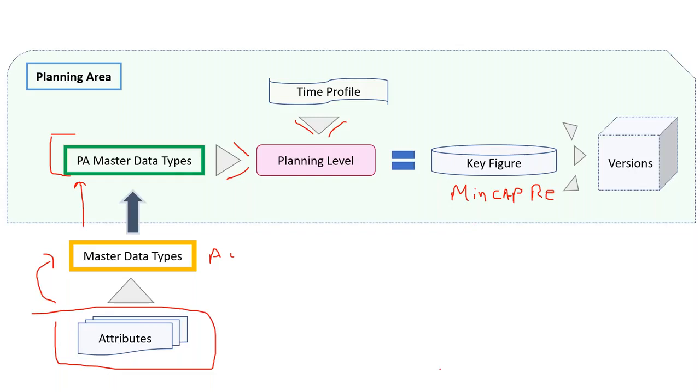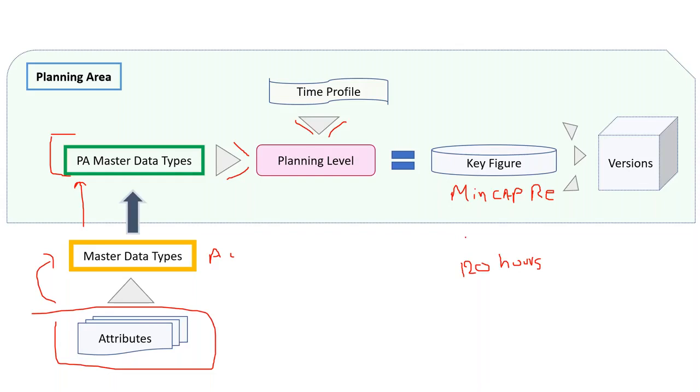So for minimum capacity required, you need a location and you need a resource. We created those as master data, made them a planning area master data, extended them to a planning level, and also use a time dimension, whether it is a week, a day, or a month, and then create a key figure. Once you create this key figure, minimum capacity required, we are using something like 120 hours as your minimum capacity.